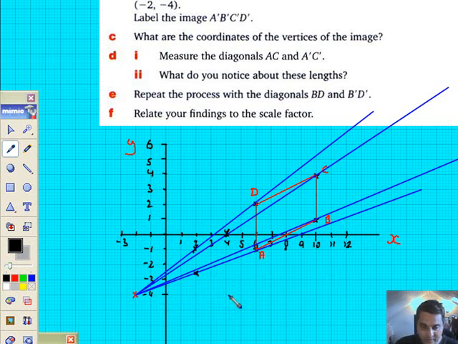Now let's just do B. 1, 2, 3, 4, 5, 6, 7, 8, 9, 10, 11, 12. So 12 along. And B is going to be 5 up. So half of 12 is 6, and half of 5 is 2.5. So I'm going for 6, and 2.5, and there it is, right there. That's as accurate as I can possibly do it.